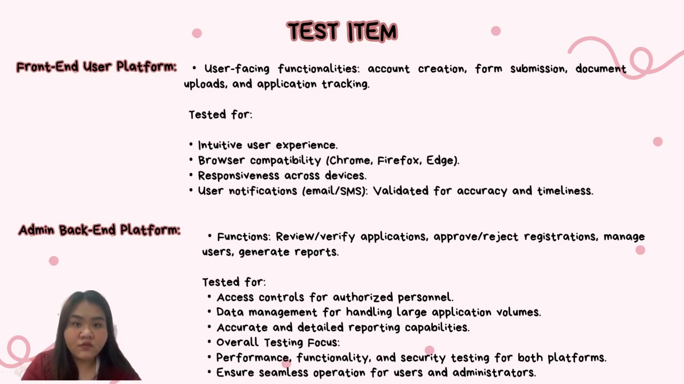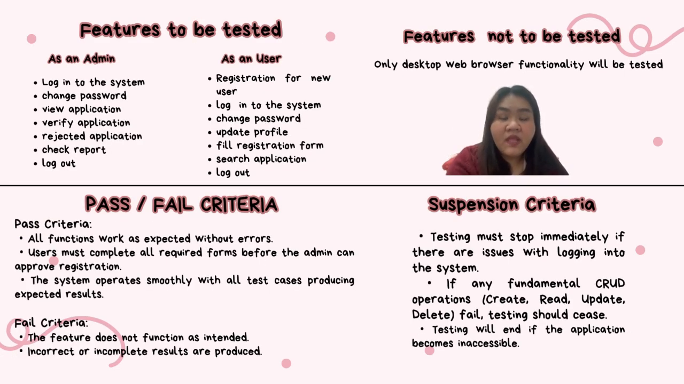Let me explain the pass and fail criteria for our testing process. For pass criteria, for the feature to pass, all functions must work as expected. This means the system should perform without any errors, and users need to complete all forms required before the admin can approve the registration. Once the user submits the completed form, the system should process the registration without issue.